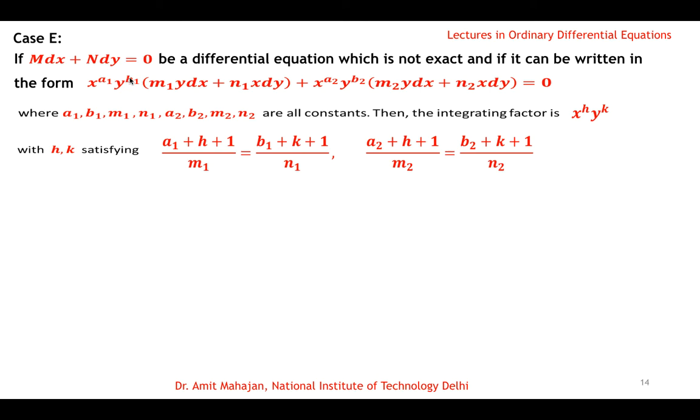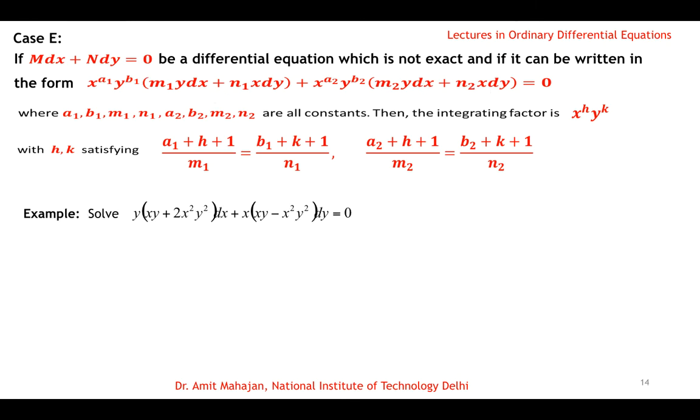Okay, a1 plus h plus 1 over m1 is equal to b1 plus k plus 1 over n1, and the second is very similar, a2 plus h plus 1 over m2 equal to b2 plus k plus 1 over n2. So we can solve these two equations to find h and k, and then x power h y power k will be the integrating factor. If we multiply this integrating factor on both sides of this equation, then the equation will become exact if it is not exact.